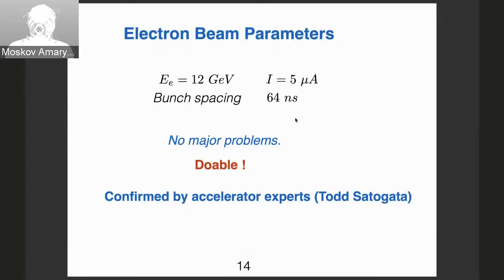You have 4 minutes left, Moskov. 5 minutes, okay. Electron beam parameters are here, 12 GeV and 5 microampere, but it will not be a continuous beam, but it will be 64 nanosecond bunch spacing. And according to accelerator experts, this request can be fulfilled.